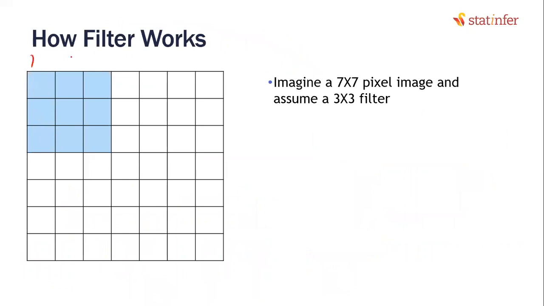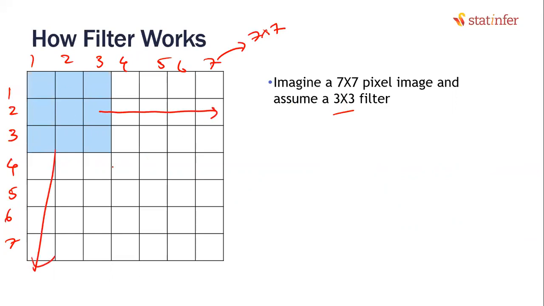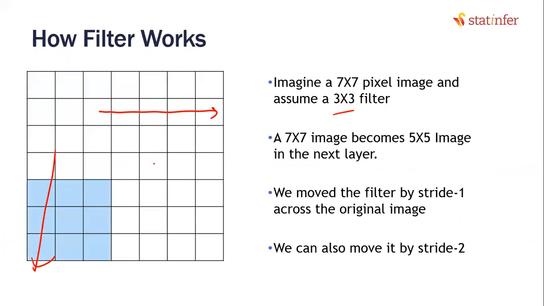How a filter works, let us suppose these are your pixels. Only 7 pixels are there, just for our discussion's sake. This is the original image, which is 7 cross 7. This blue one is my filter, which is also known as the kernel matrix. Right now the size of the kernel matrix is 3 cross 3. This kernel matrix will be passed this way, everywhere. The kernel matrix or the filter will work on the full image and give rise to a new image.